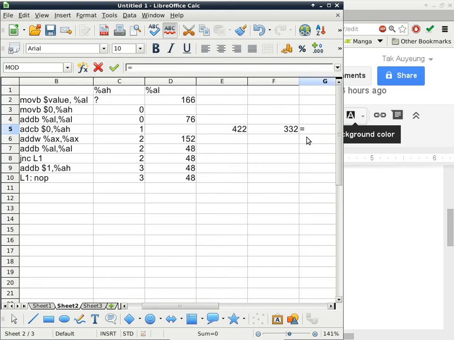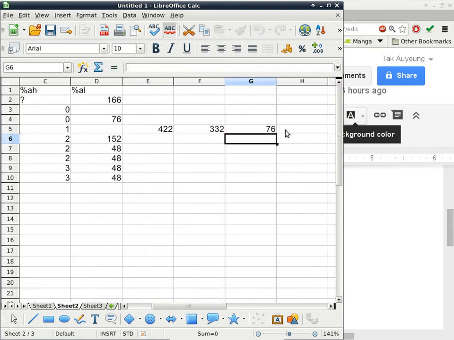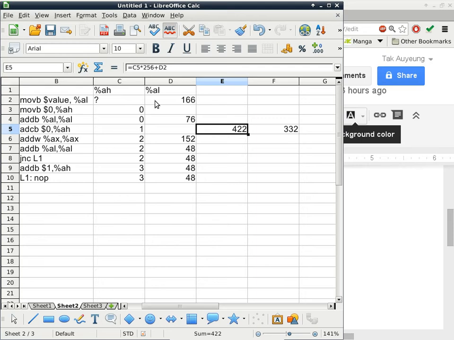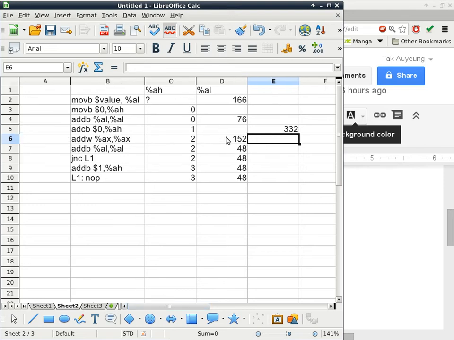Okay, let's see. This number minus 2 is 76. So this one is right. C5 is this number plus D2. Oh, okay, I figured out why. It's not plus D2, it has to be plus D4. Okay, so that part is right. And then when we do the multiplication by 2, this is multiplied by 2. And that's correct. This is multiplied by 2. From here, that is correct too.